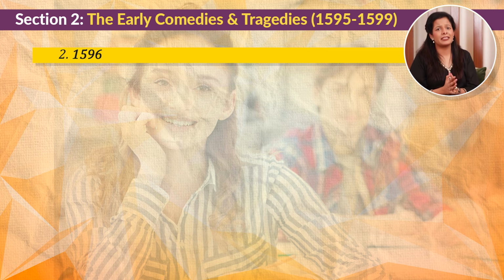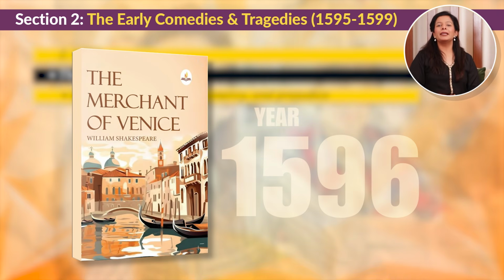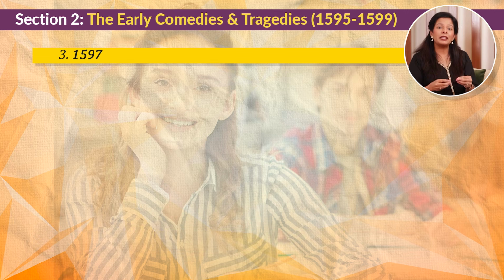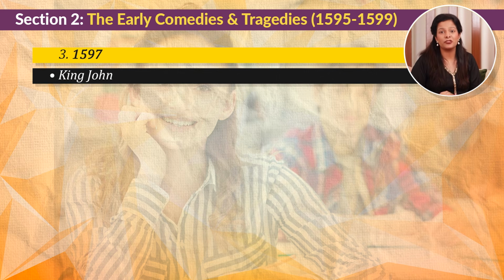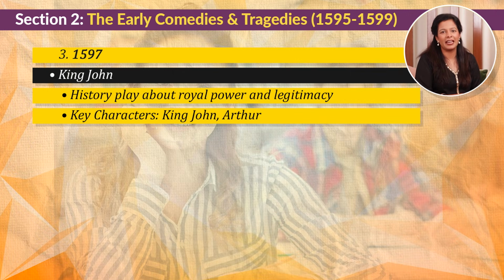Next, in 1596, Shakespeare wrote the masterpiece, The Merchant of Venice, a drama combining themes of justice, mercy, and prejudice. The main characters include Shylock, Portia, and Bassanio. Then, in 1597, again, there are 3 plays. The first is King John, a history play about royal power struggles and legitimacy, featuring King John and Arthur.